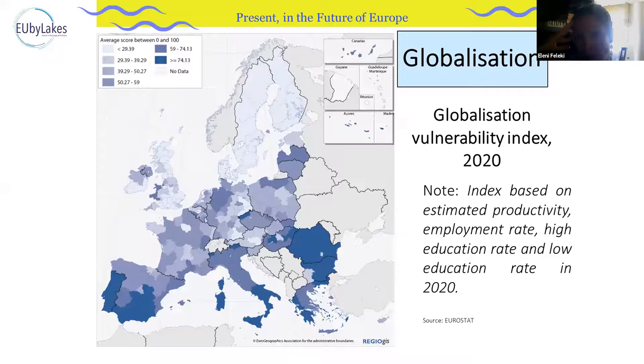In order to illustrate this disparity that I've talked about before, I have decided to very quickly go through three slides. This is the first one. I don't want to do a lot of numbers today, but I would like to depict the range of these disparities. With different colors, you can see the different ranges of different regions around Europe with regards to an index that is the Globalization Vulnerability Index. An index is an indication, a number that is composed by other numbers. So this globalization index is based on estimated productivity, employment rate, high education rate, and low education rate in 2020. The source of this figure, and of the next two, is Eurostat.